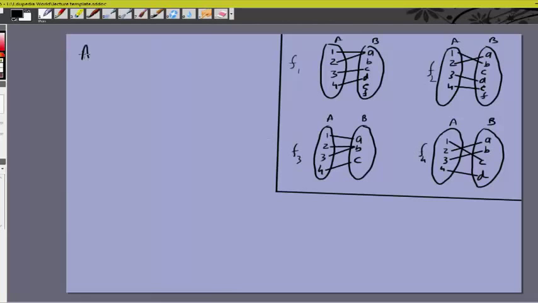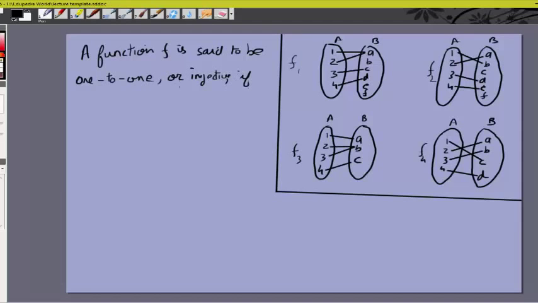The first is a function f is said to be one-to-one, or another word for this is injective, if the images of distinct elements, by the way, image is y, so the image of 1 will be A under the function f1, images of distinct elements are distinct.